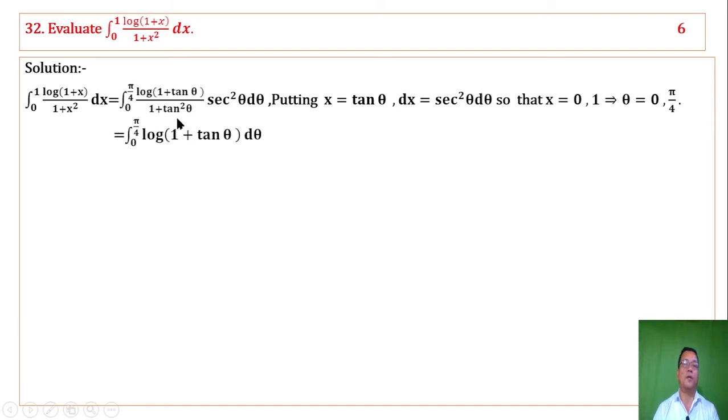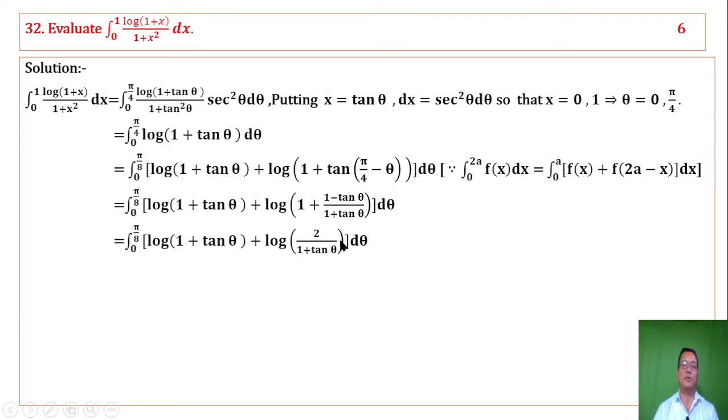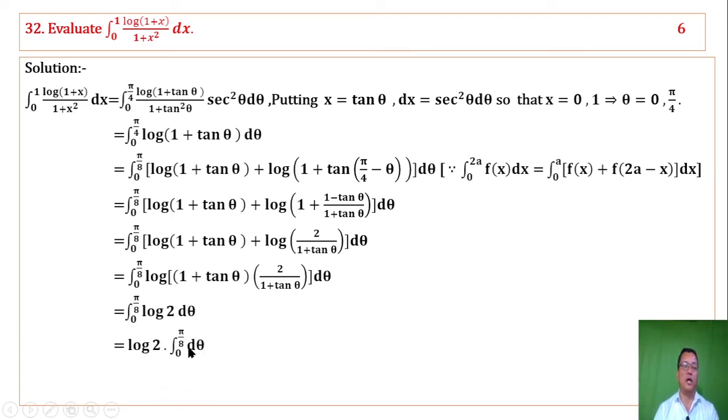This 1 plus tan square theta is sec square theta. Cancelling these two terms, we have this, and again apply this property. We have 0 to pi by 4, log of 1 plus tan theta plus log of 1 plus tan of pi by 4 minus theta d theta. For this we have this, for this we have this. Simplify these two. We have this, cancelling these two factors. Lastly we have log 2, whose integral is theta, that is pi by 4. We have this.